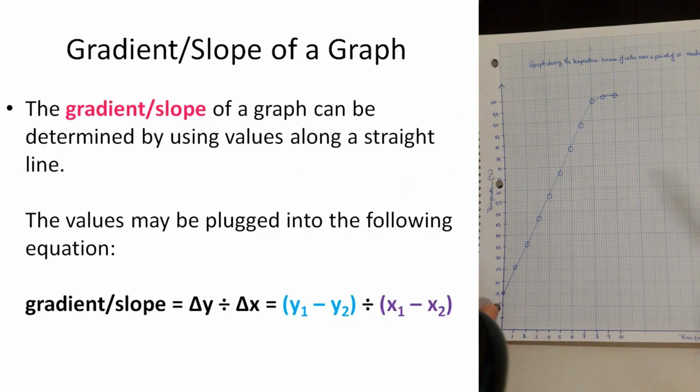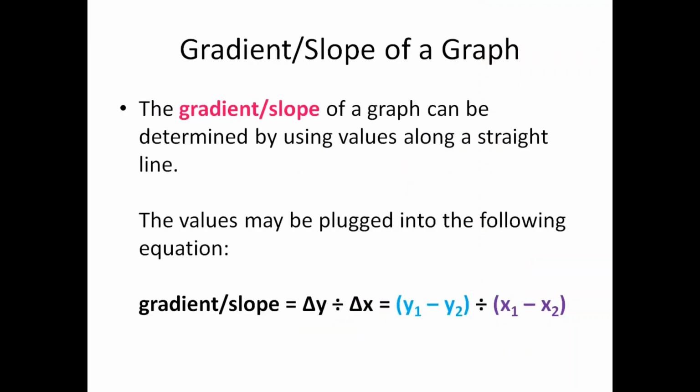All right, great. The gradient or slope of a graph can be determined by using values along a straight line. The values may be plugged into the following equation, where you have delta y divided by delta x is equal to y1 minus y2 divided by x1 minus x2. That's how you find the gradient.